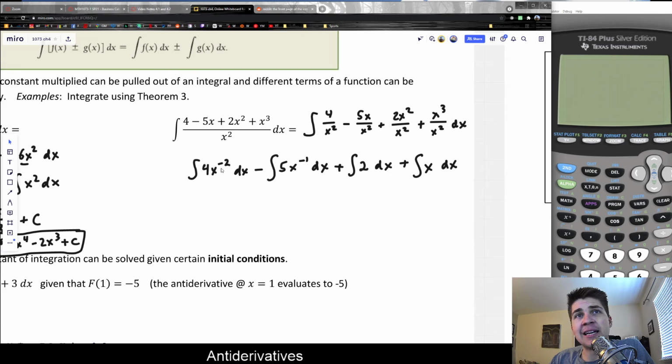So for x to the minus 2, I would add 1 and drop the reciprocal. So that would be negative 1 and times negative 1. So I'd have negative 4x to the negative 1. Then moving on to the next one, also remembering about x to the minus 1.